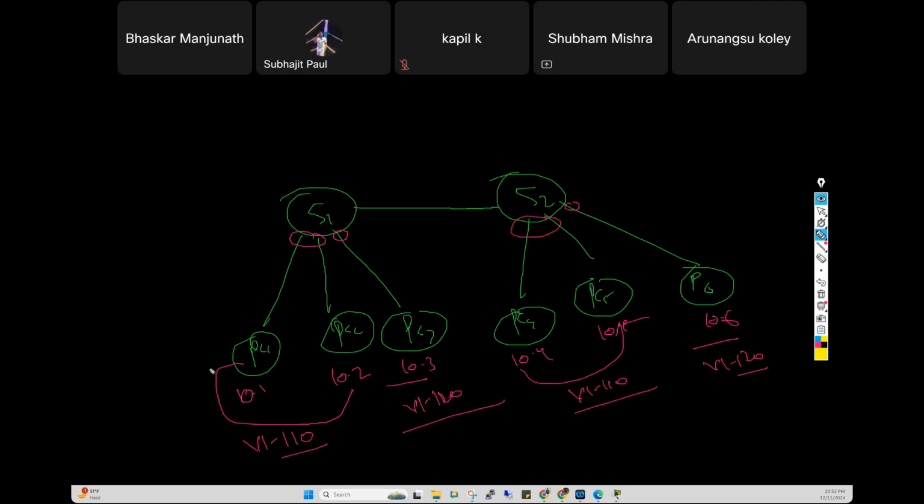Okay. Now, for example, here you are on PC number 1 and you write the command ping 10.4. Who can tell me the packet flow? Manjunath. Yes, Anurag. What will be the packet flow?